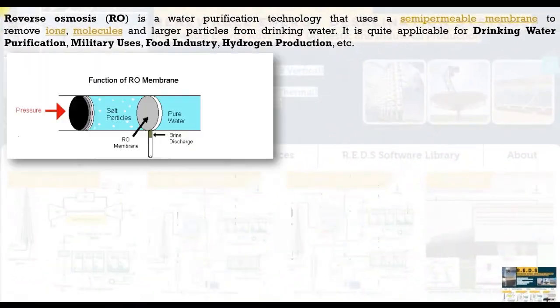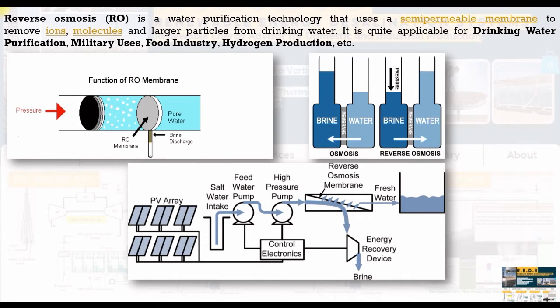For example, reverse osmosis, briefly, is a kind of water purification technology which uses semi-permeable membranes to remove ions, molecules, and larger particles from drinking water. It is quite applicable for drinking water purification, military uses, food industry, hydrogen production, tourist spots and tourist areas, and something like this.